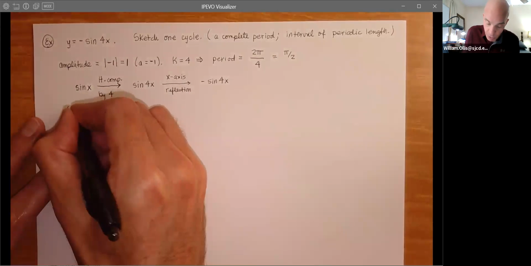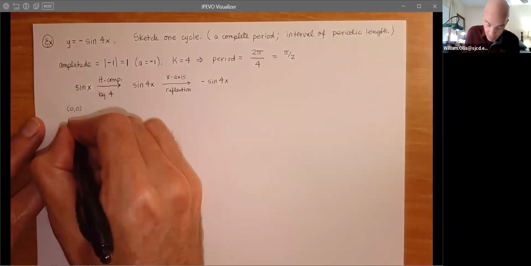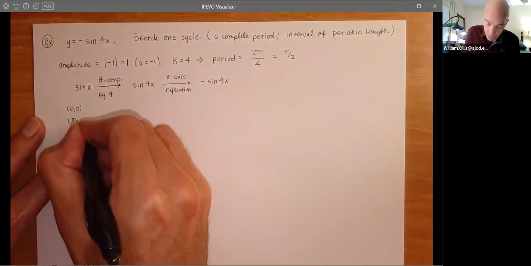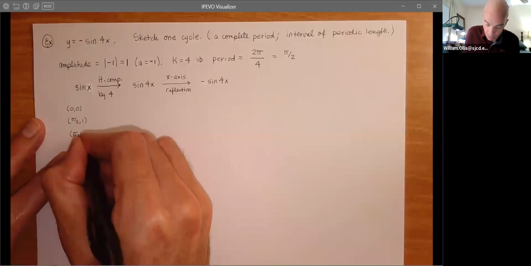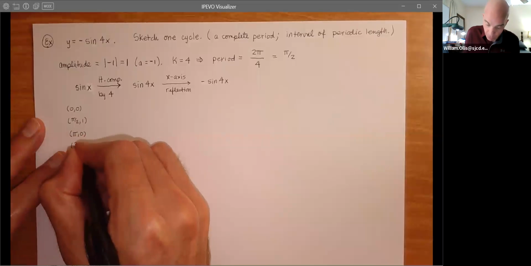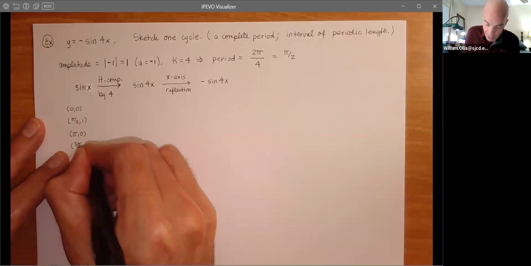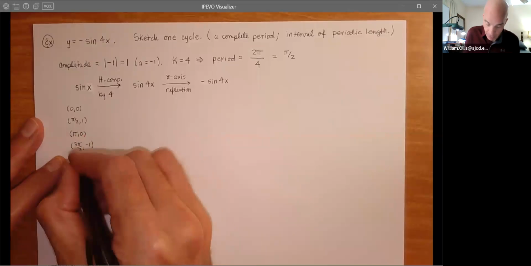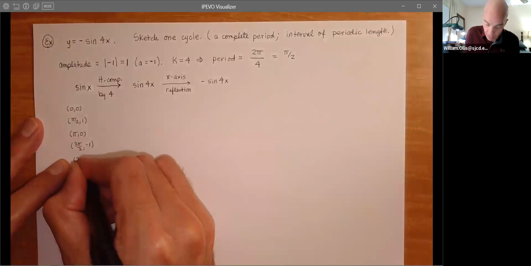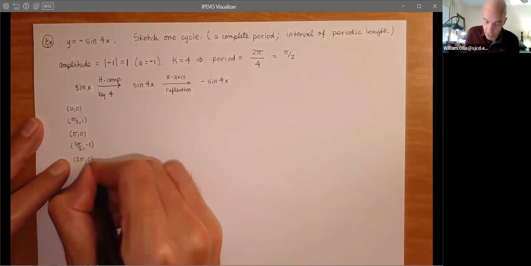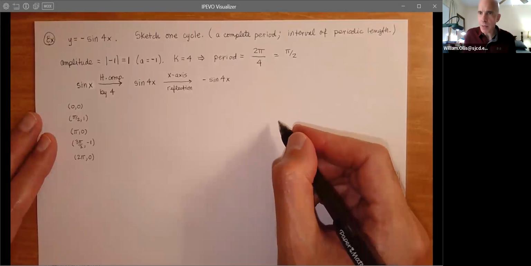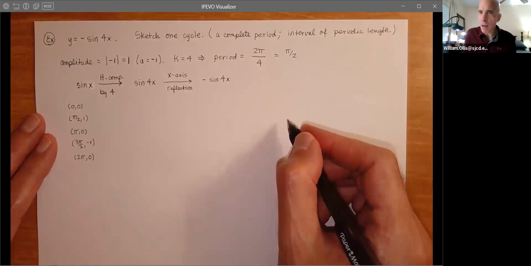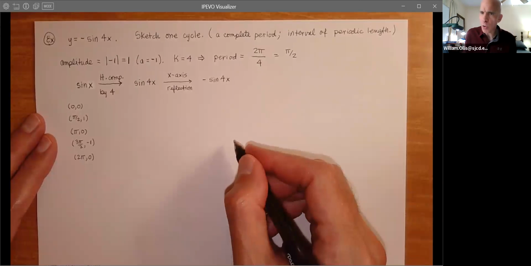We have 0, 0, pi over 2, 1, pi, 0, 3 pi over 2, -1, and 2 pi, 0. Now, of course, if the fractions get messy, we can live with it, but we might want to use common denominators to keep from going crazy.